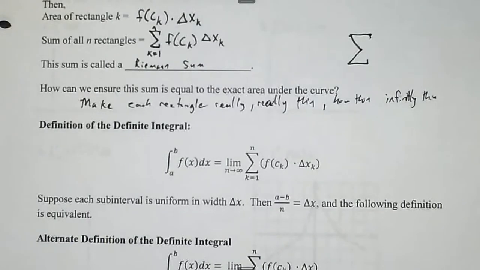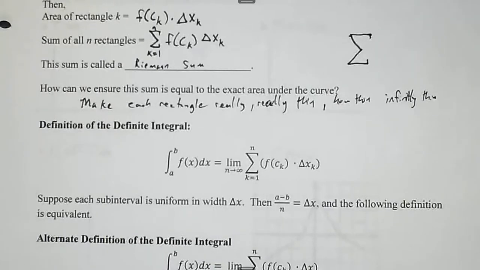If we suppose that each subinterval is uniform in width, and we can make that assumption without changing the calculus much, we can clean this formula up a little bit. If each subinterval is infinitely thin but uniform, then I don't need the delta x sub k. I can just call it delta x. And I can actually calculate what that delta x would have to be. It's (b minus a) divided by n. If I have 10 subintervals and the difference from a to b is 10, I need each interval to have a width of 1, right?